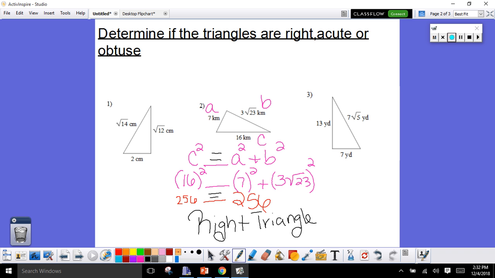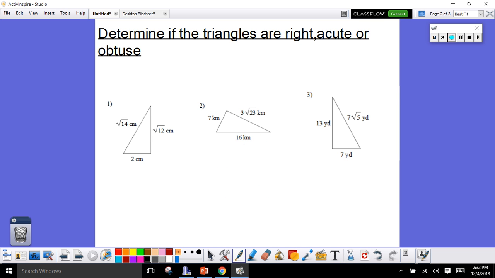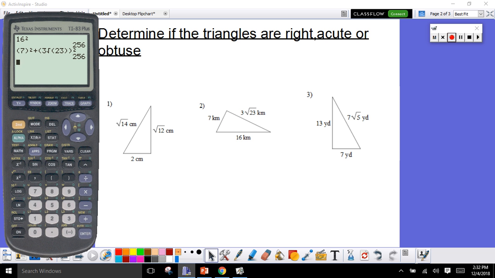Now we're going to be moving to problem number 3. Process is still the same thing. So I'm going to first label A, B, and C. So which one would be the biggest side? I don't know what 7 times the square root of 5 is, so I'm going to find out. I get my calculator and I'm just going to check really quickly because I don't want to make an error. So I'm going to put 7 and the square root of 5. That gives me 15.65. That is bigger than 13, so that's the longest side.